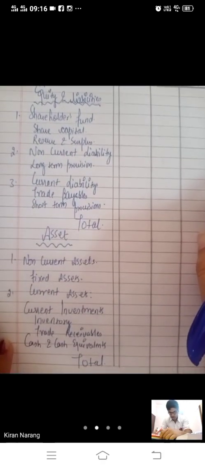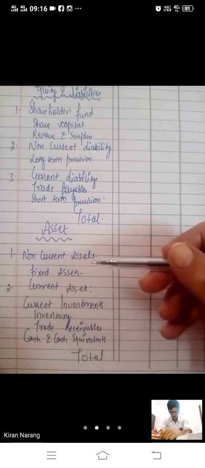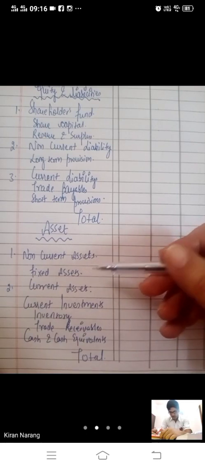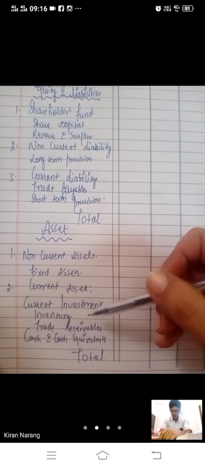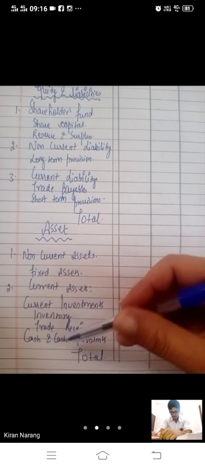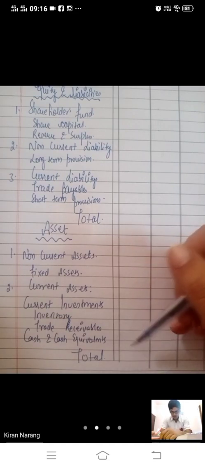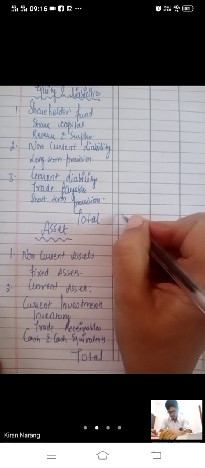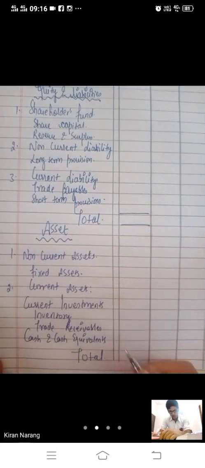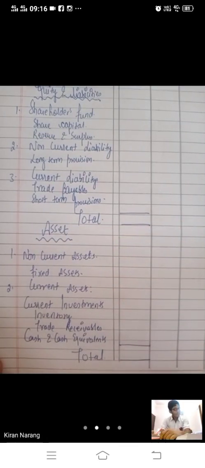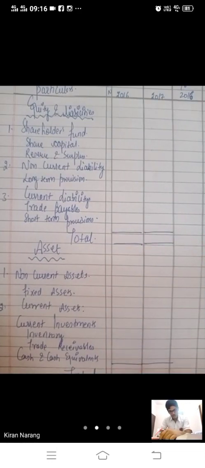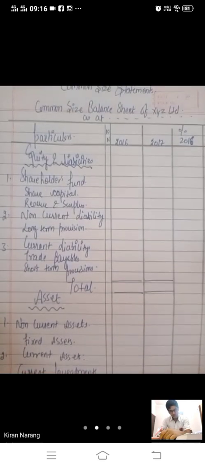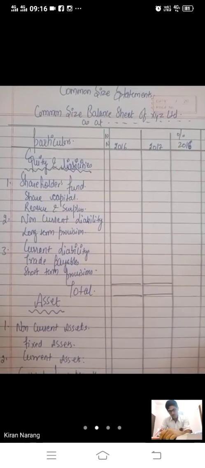Then bache, asset side, two major headings: non-current assets, fixed asset, tangible, intangible, non-current investments. Then current assets, current investment, inventory, trade receivables, cash and cash equivalent, everything. Then total. Total of 2016 liability side should be equal to the total of 2016 asset side. Total of 2017 liability should be equal to 2017 assets. So how will we prepare it now? The format is quite similar till now.